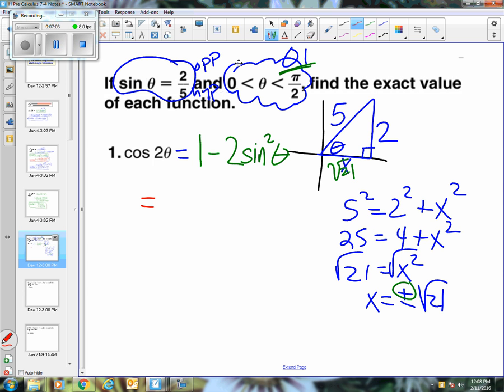So if we substitute in for this one, it would be 1 minus, and here's where people mess up. That 2, it's a whole number. So when you write it as a ratio to be able to do this order of operations, it would be 2 over 1.